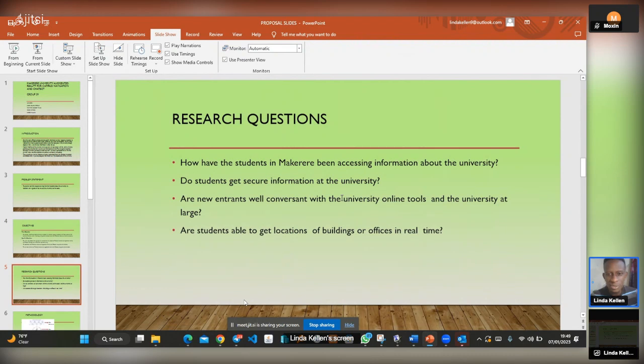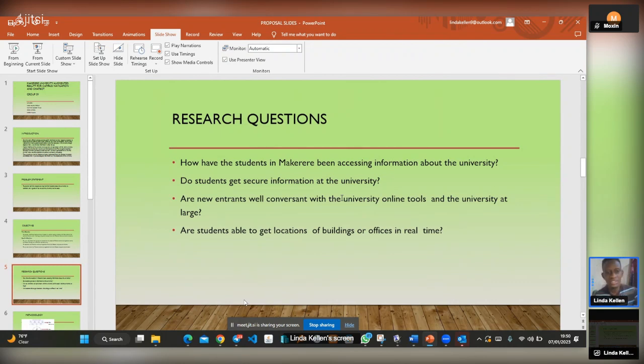How have the students in Makerere been accessing information about the university? Being a student of Makerere, I have accessed information from my parent, someone who has been at Makerere, and also from friends or staff that I find on campus. So we are giving an alternative mode of accessing information, and this is the model we're presenting. You can have this information at any time or point, because from these people the information may sometimes not be adequate.